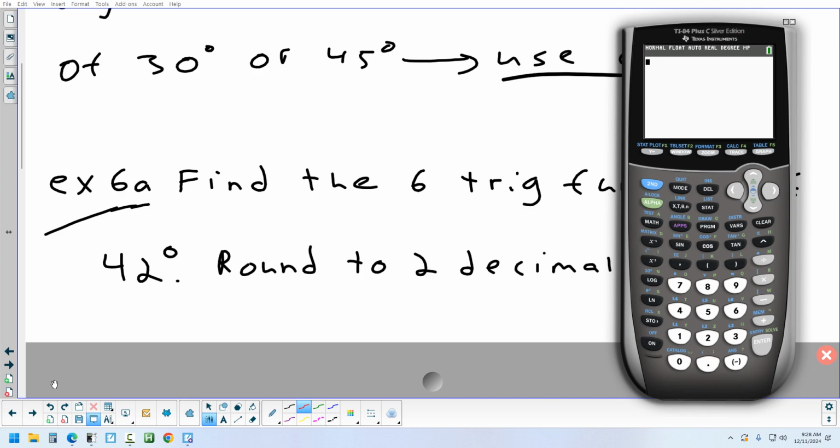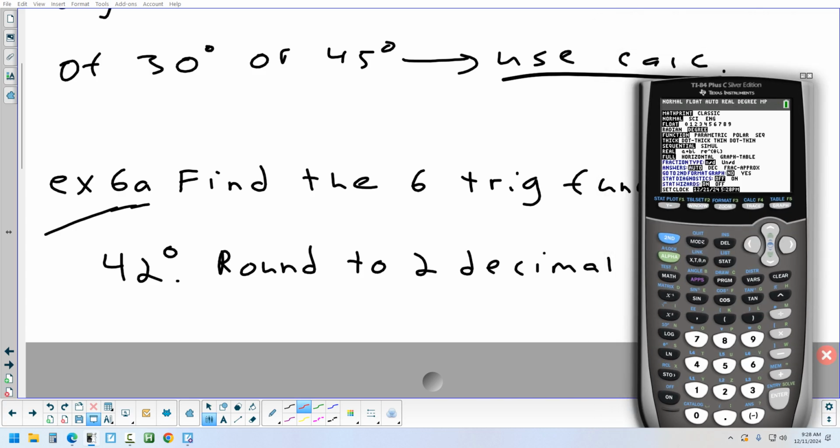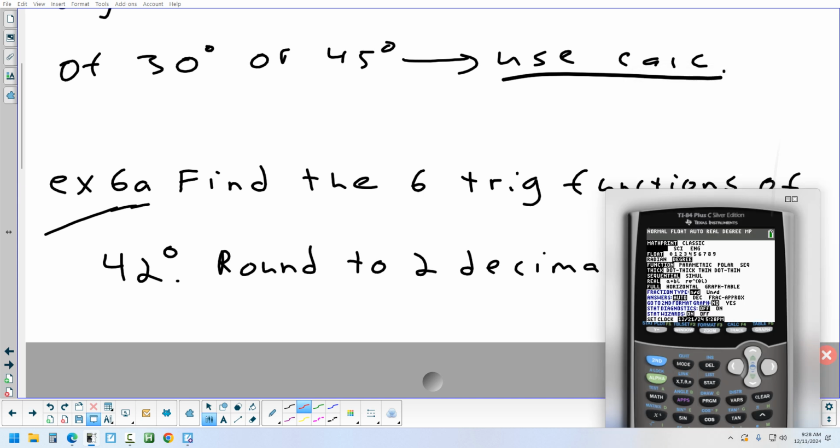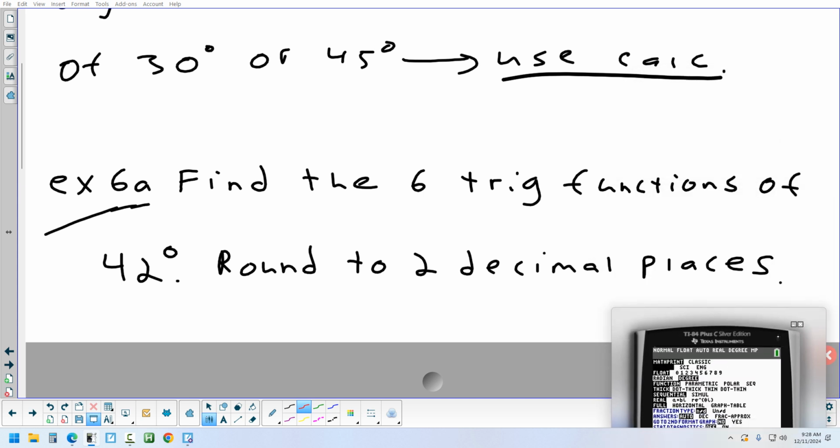I don't think we've done this yet. When you press mode, on the fourth option down, there's two different things, radians and degrees. The calculator can do either one. What mode you set yours to depends on the question. Looking at that first question, what mode are they asking me to put the calculator in?